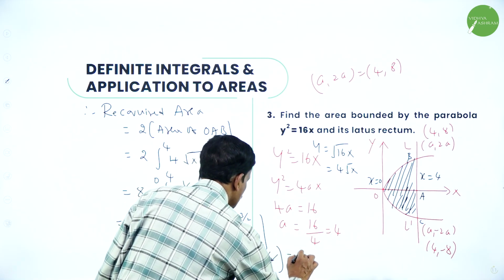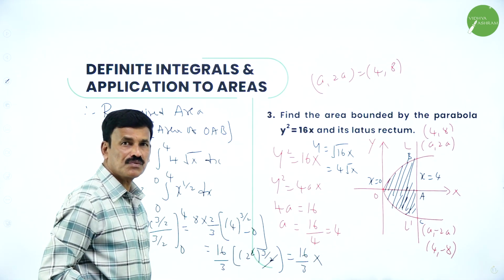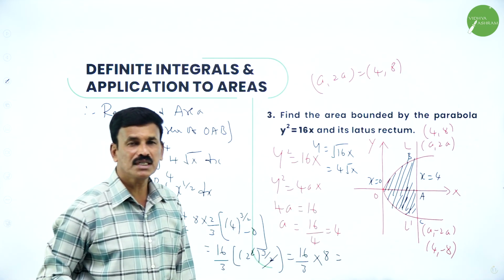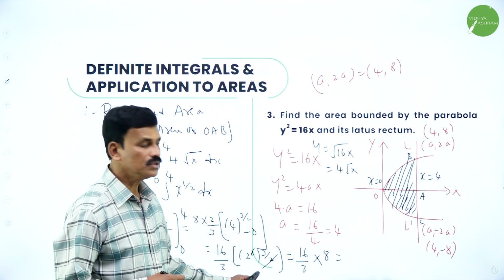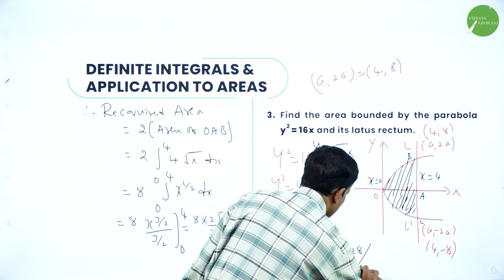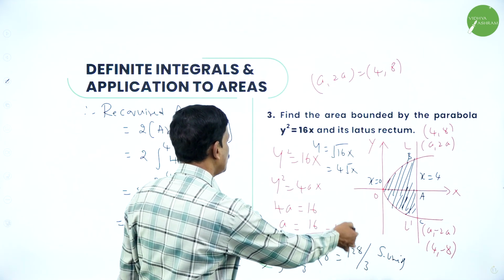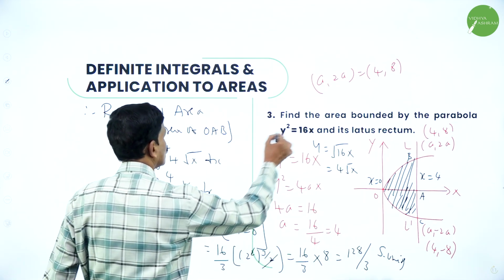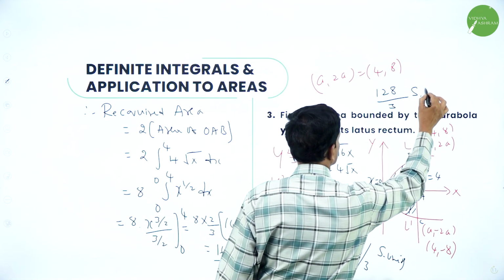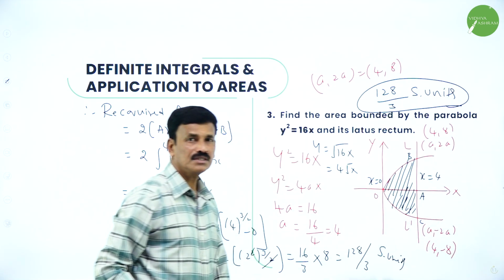2 gets cancelled. 16 by 3 into 2 cube. 2 cube: 2 2s are 4, 4 2s are 8. So 16 into 3 divided by 8 will give the answer. That's it. So 16 into 8 is 128. So this is equal to 128 by 3 square units. Therefore the required area for this curve is 128 divided by 3 square units.